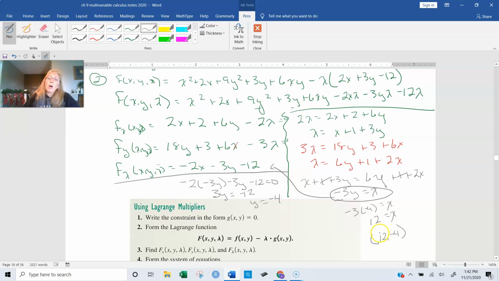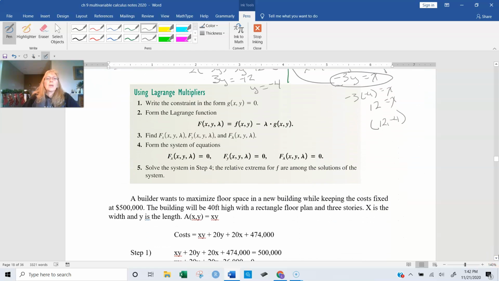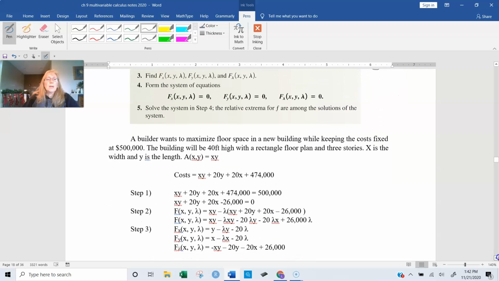All right, since I already told you it was a min, you don't have to actually prove that it is a min and you're done. I hope you did well with that one. Sorry about not giving you enough room. Okay. These are just the rules for using a Lagrange multiplier, what we've just done, written out in formal steps.